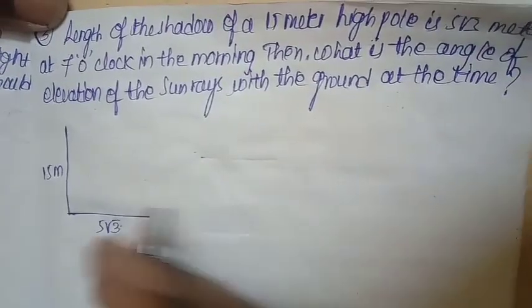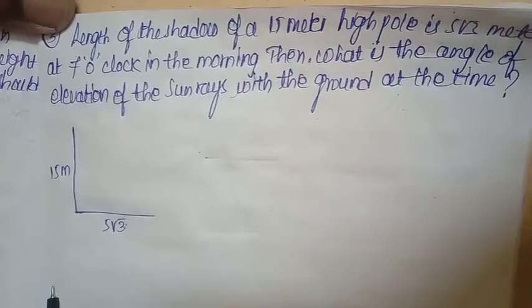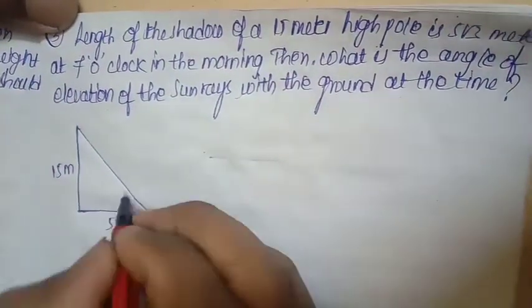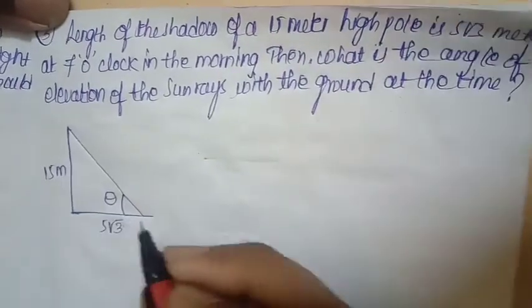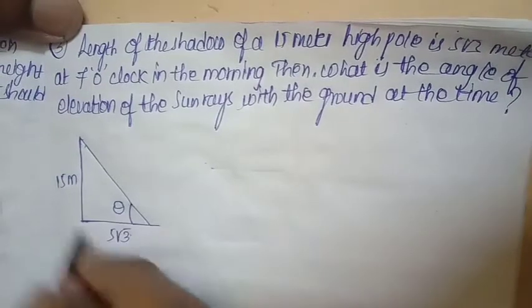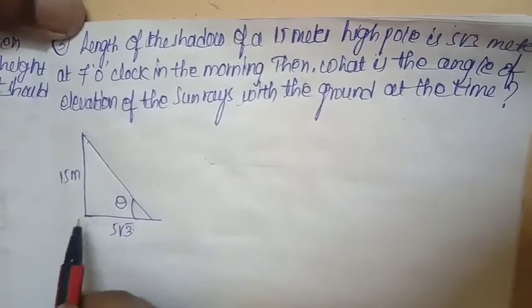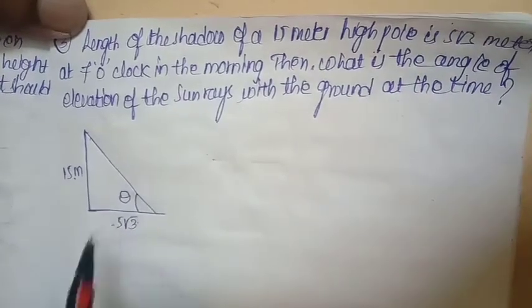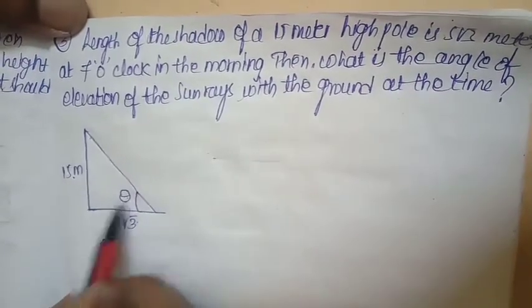At 7 o'clock in the morning, what is the angle of elevation of the sun rays with the ground at that time? They have asked the angle of elevation, so we mention it as theta. To find this, we see what is given and what is required. We have the opposite side and adjacent side, and we require this angle theta.